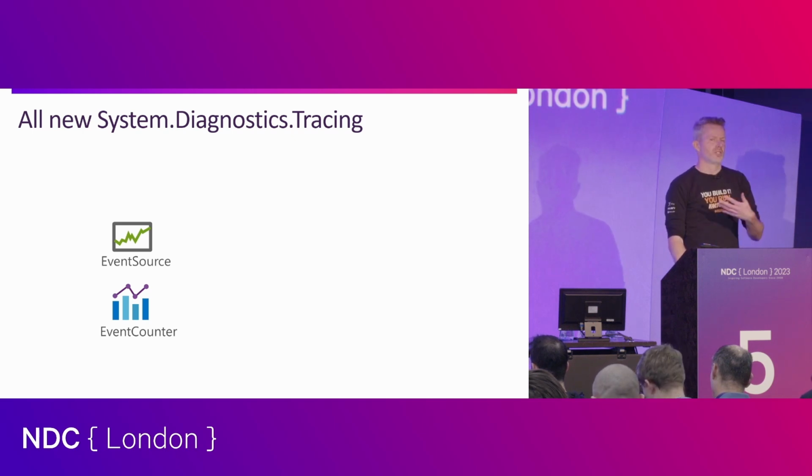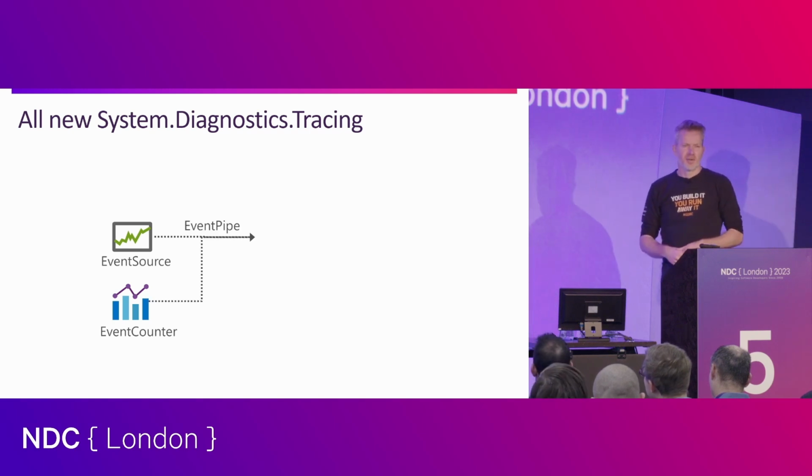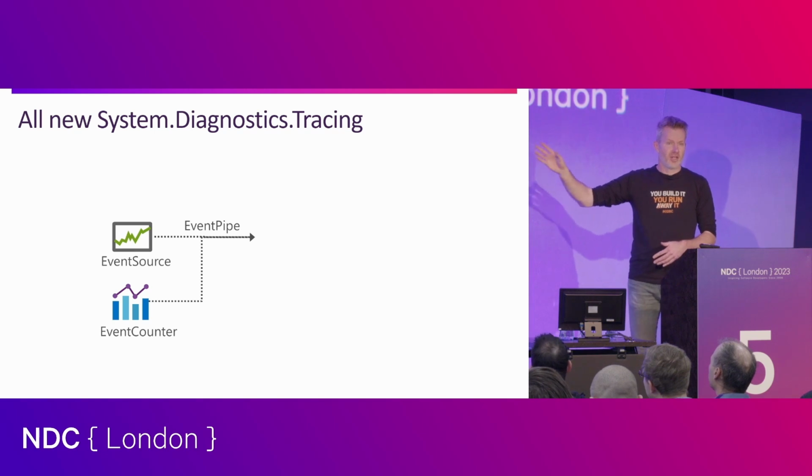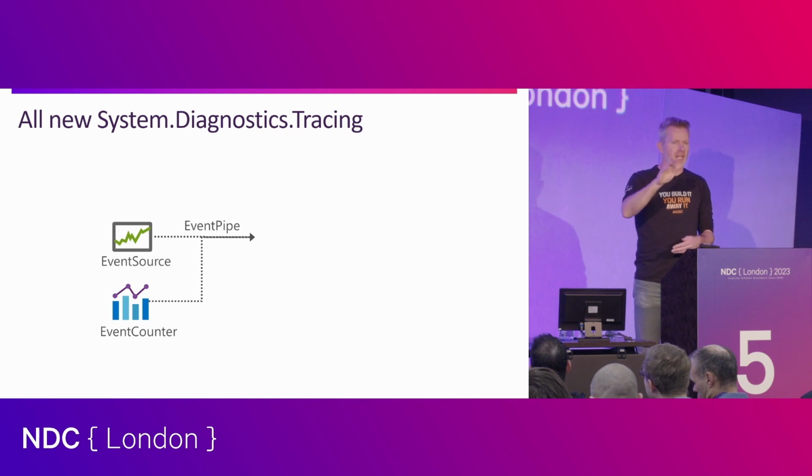EventSource you can think of as the tracing and logging side, and the counter is about the metrics. Now, if you put this inside of your .NET application, and we're talking .NET 5 and up, it will use an event pipe to push that out.